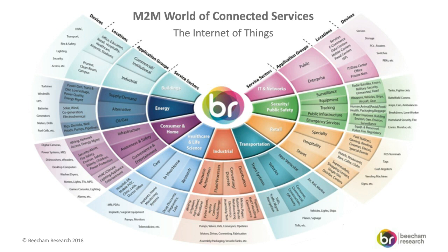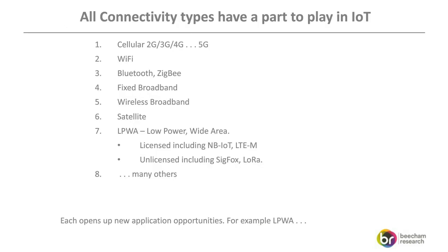So the point here, and this will be strengthened by the discussion today, is that all connectivity types have a part to play in IoT. Some are competitive, but there are a lot that are complementary. So we have cellular, which we're not going to be talking about today. We have Wi-Fi, which we are, Bluetooth and Zigbee, which again we're going to be talking about today. Fixed broadband, we're not. Wireless broadband, we're not. Satellite, we're not. Low power wide area, maybe a bit, and then many others. But the point is that new applications are enabled when new types of connectivity come onto the market.